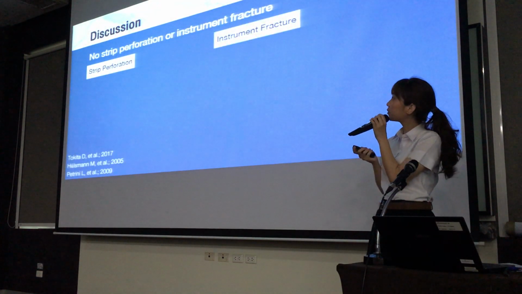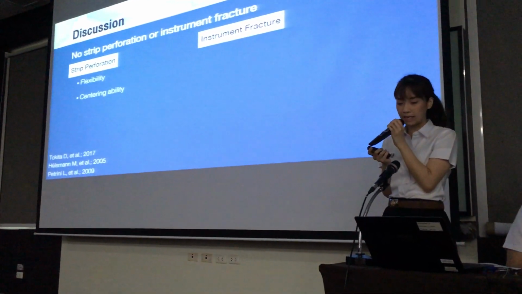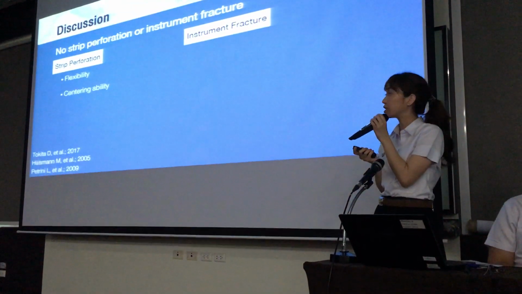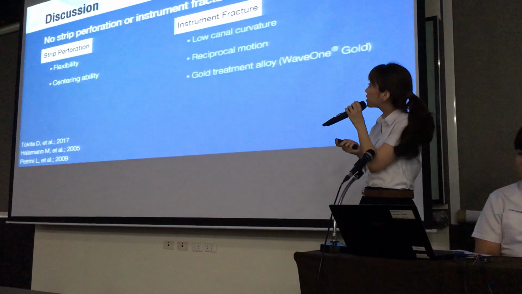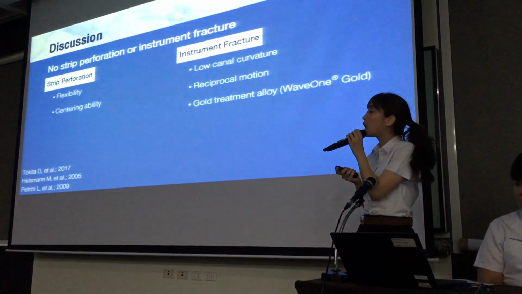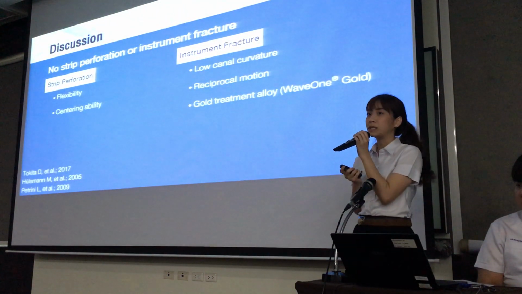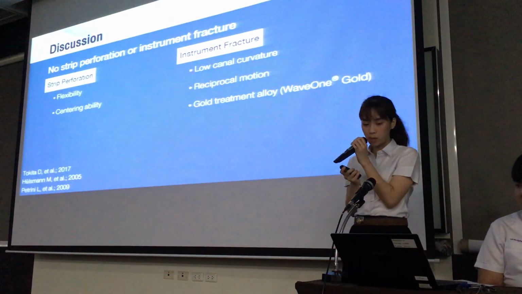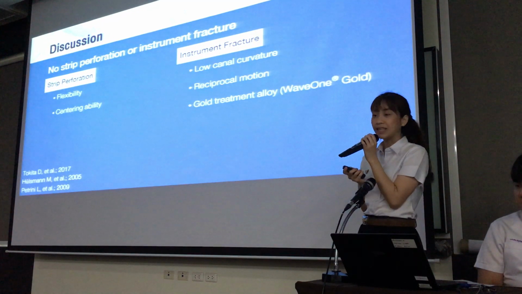And now for strip perforation and instrument fracture. For strip perforation, studies prove that rotary instrumentation has high flexibility and centering ability. In the case of instrument fracture, in this study, the teeth that we selected had low to moderate curvatures, and moreover, the reciprocating motion of the WaveOne Gold has been reported to have a low risk of instrument fracture.